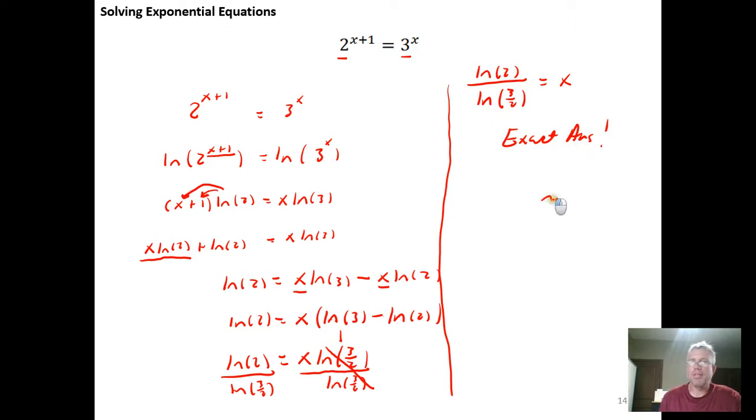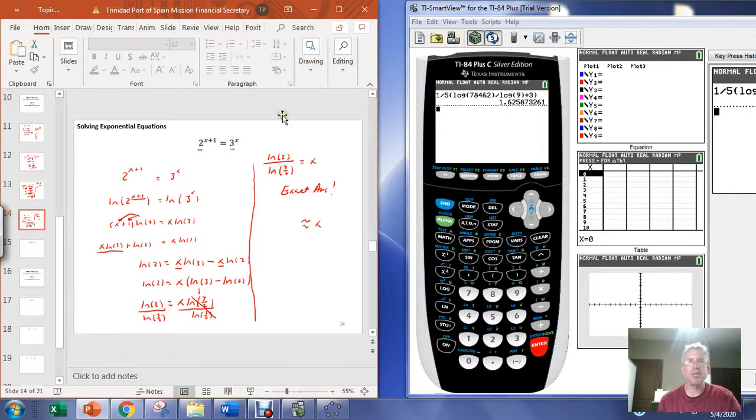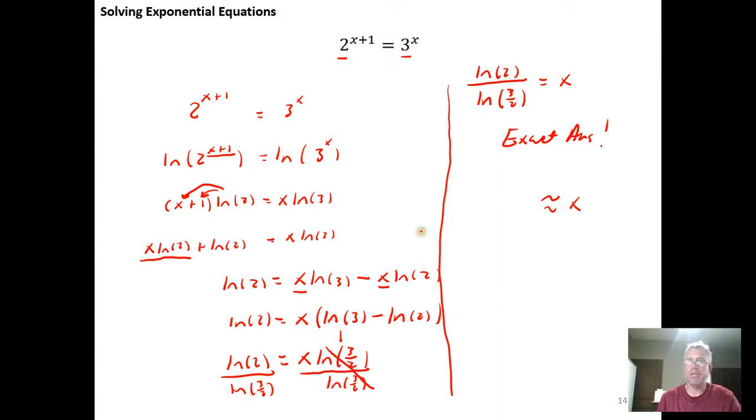If I want to approximate it, again we go to the calculator. And we pop this into the calculator. So I use the natural log this time, so I'm going to go ln of 2 divided by ln of 3 halves, so 3 divided by 2, and then hit enter, and about 1.7-ish. So let's bring this back to full screen, about 1.7.